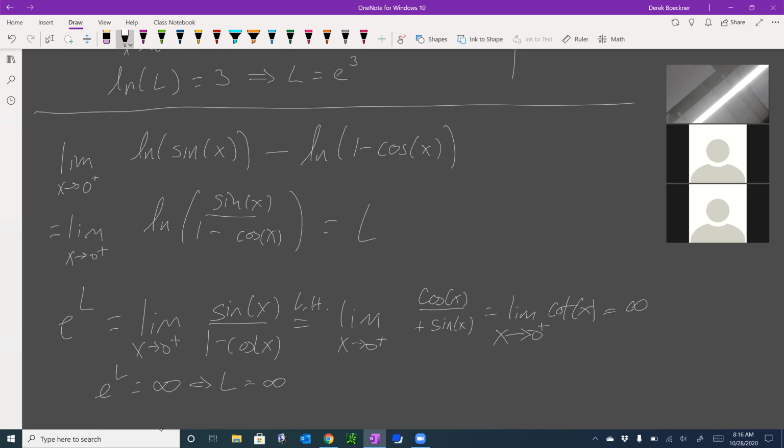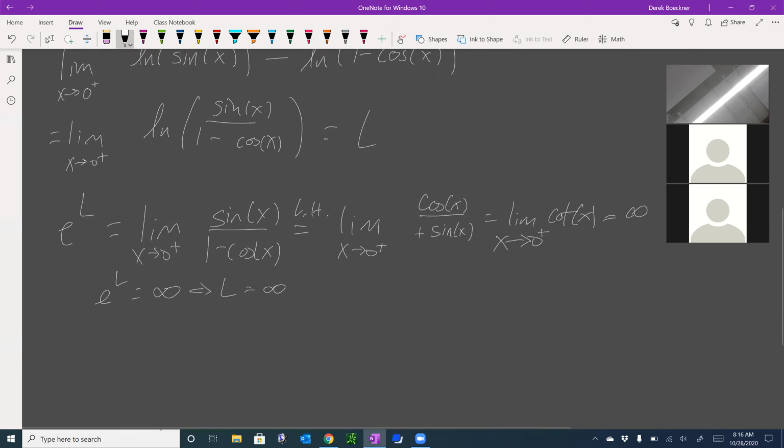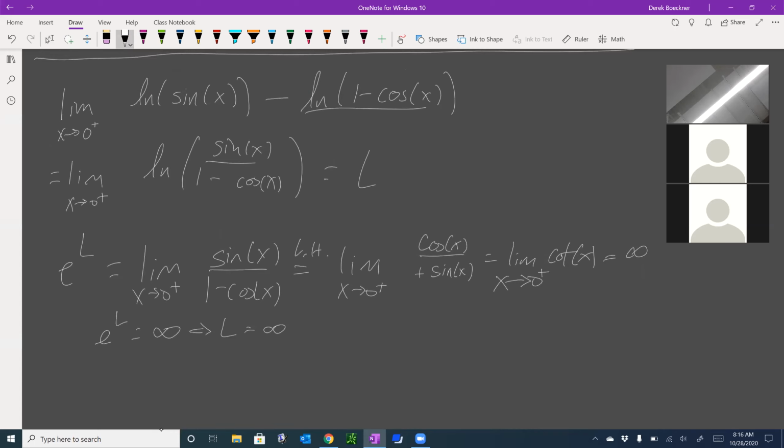Does that kind of make sense? We could have got it to be finite if I would have done the other subtraction, right? If I take this minus this, what happens is it flips this fraction. And then if I flip that fraction, this becomes the tangent here. And the limit as the tangent goes to 0 is 0. So you get e to the L is 0, you get negative infinity, I guess, which would make sense because I just took the negative of what I took the limit of before.